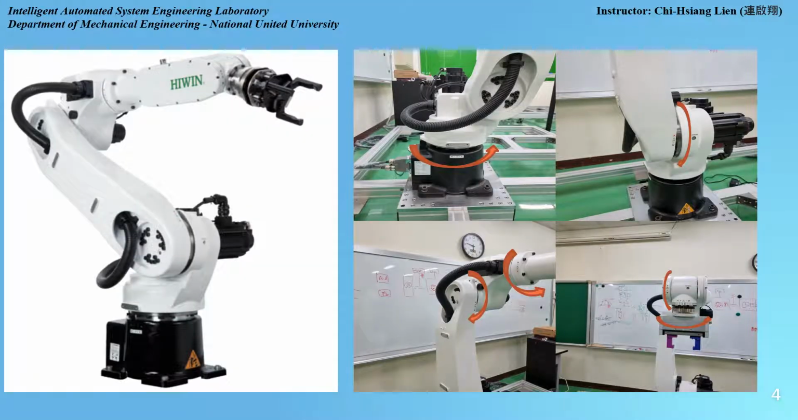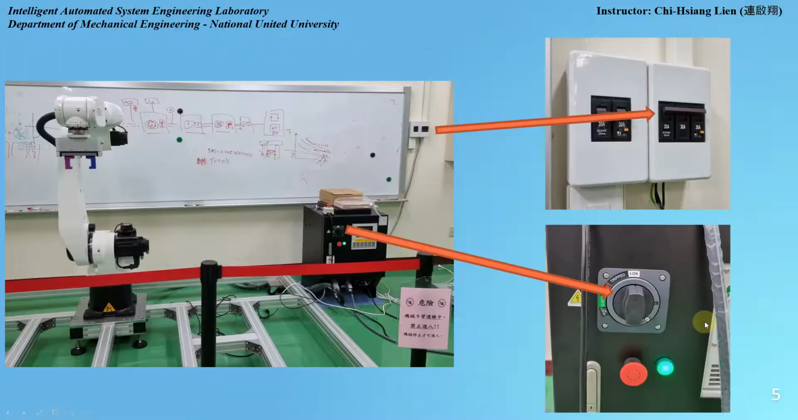Firstly, I want to introduce the robot. The robot AR620 has 6 joints. The first joint here, and the second, the third, the fourth, the fifth, and the sixth. So if we want to use it, we have to provide the power supply by switching the three phase on and switching on this.